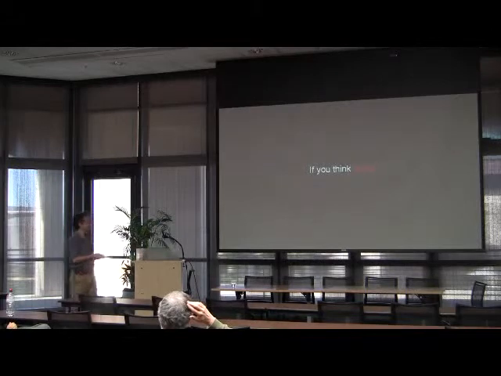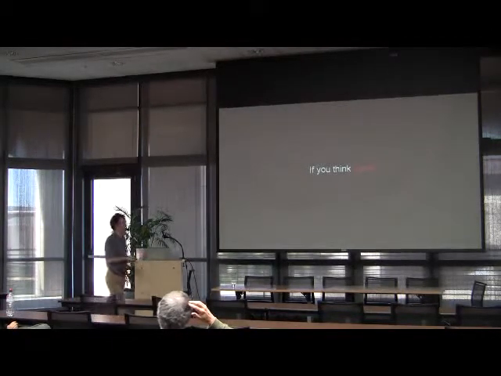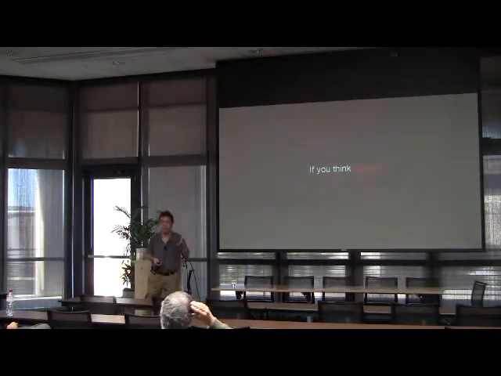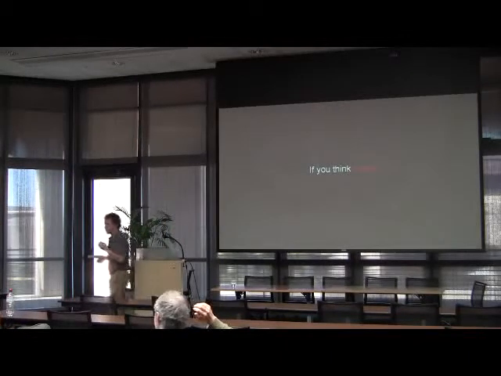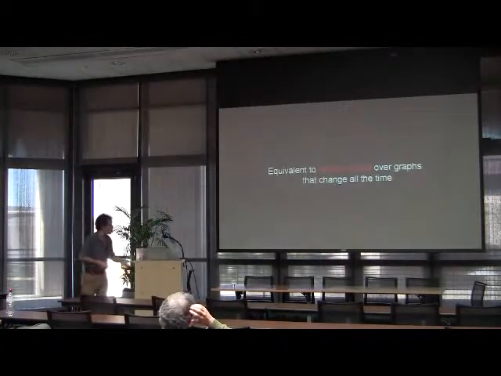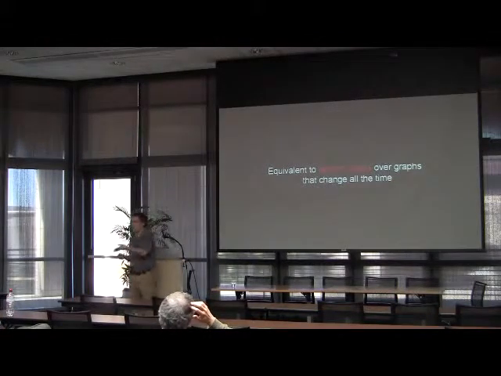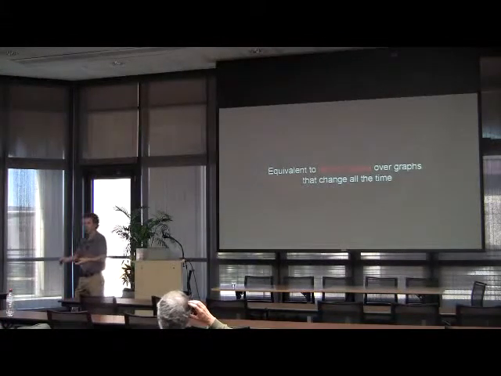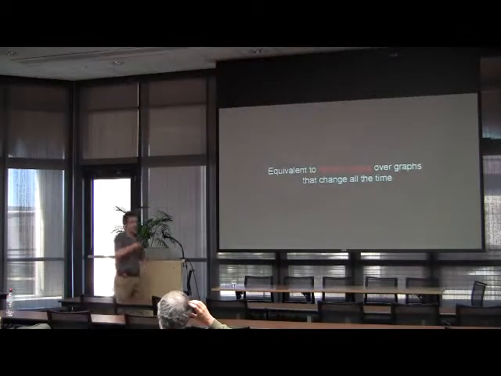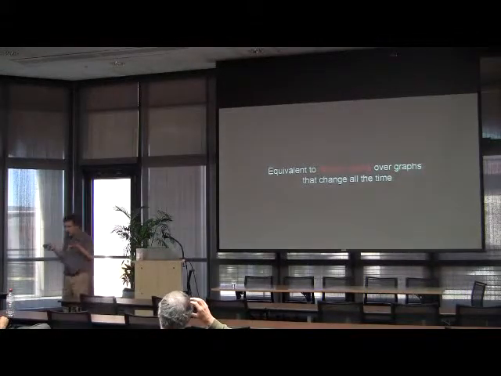And now if you think dually, and I'll explain later what I mean by that, this is a random walk over graphs that change all the time. So think of a standard random walk. But now just imagine that every step somebody changes the graph, removes some edges, and puts some, and just continues like this. And this goes on infinitely. Can you make statements about it?